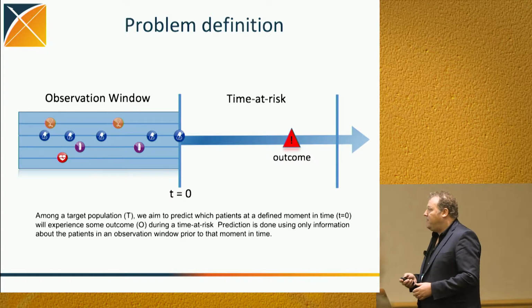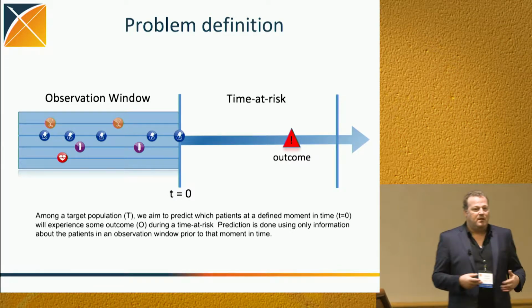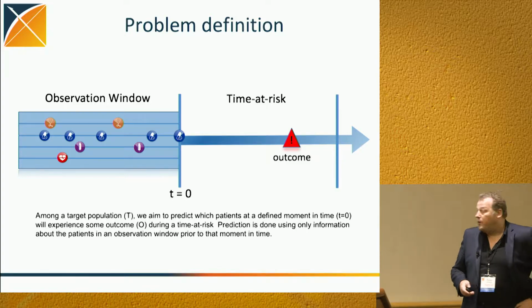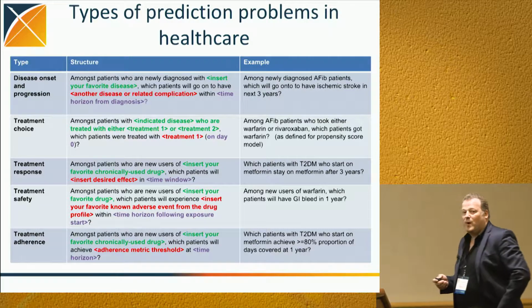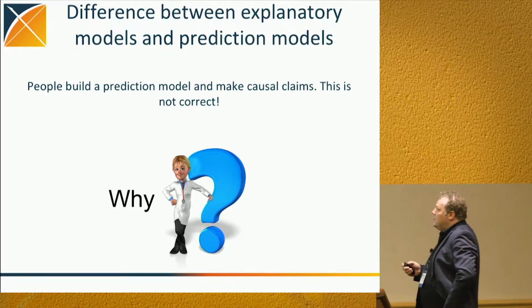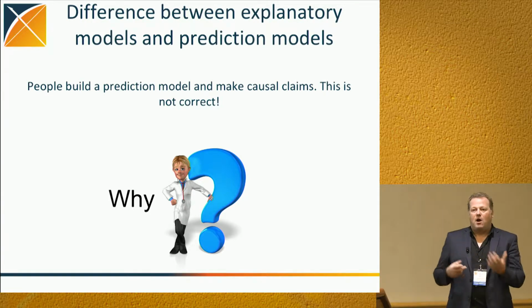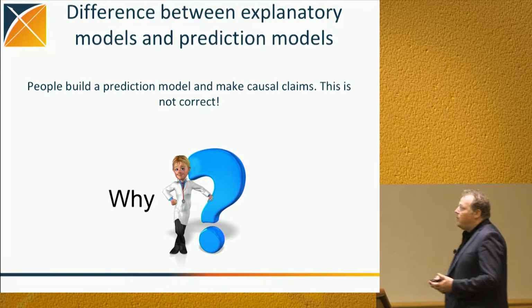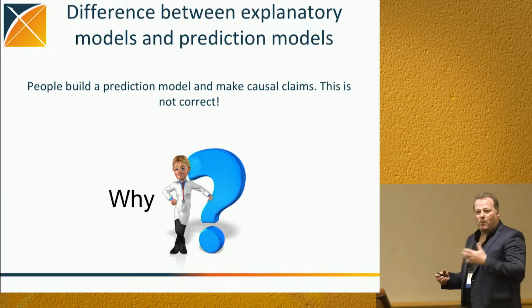We've seen the problem definition. The T and the O and the TAR will come back many times during this tutorial. These specifications we just did, and these are the different questions that we can answer using the framework. I want to start with explaining a little bit what the differences are between explanatory models and prediction models. I think it's a very important thing to understand what we are actually doing here and what we are not doing.